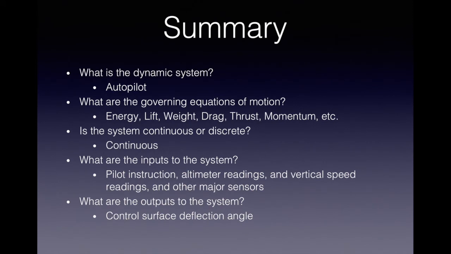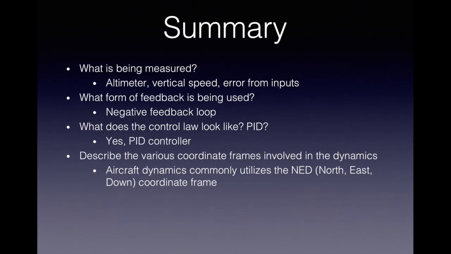To summarize, autopilot is a continuous dynamic system that takes in information from the aircraft sensors, calculates errors based on desired inputs, then calculates and executes a servo change which causes a deflection in the corresponding control surface of the aircraft. This is all done in the form of a negative feedback loop utilizing a PID, or proportional integral derivative, controller type system.